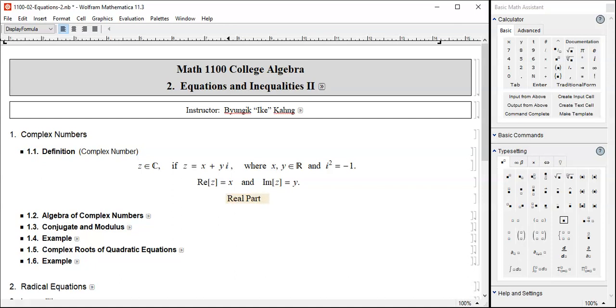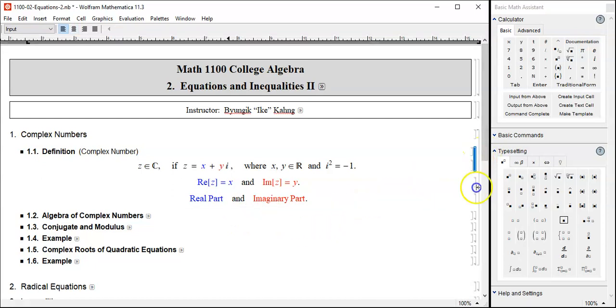Real part and imaginary part. So this one is the real, x part, and then this part is imaginary. Even though both x and y are real numbers, we use these kinds of terms. That's what a complex number is all about.